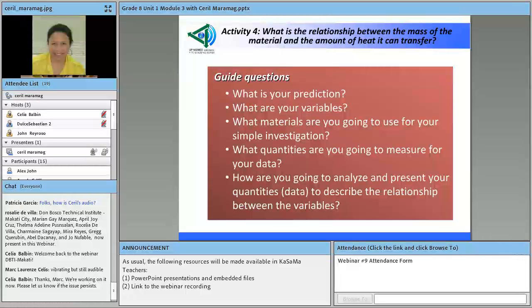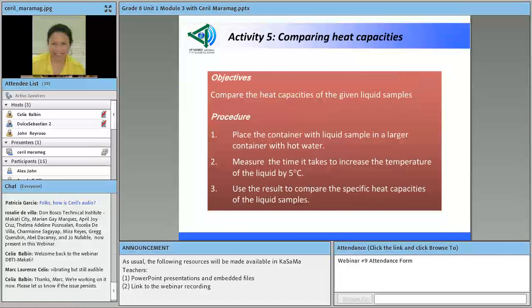What are these variables? The mass and the amount of heat, which is indicated by the amount of change in temperature. There can be lots of skills that students can demonstrate through this activity. So if you intend to assess these skills in doing scientific investigation, for me, having rubrics will be a great help. Next. This is the last activity in the module.